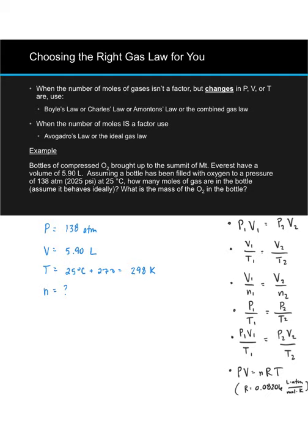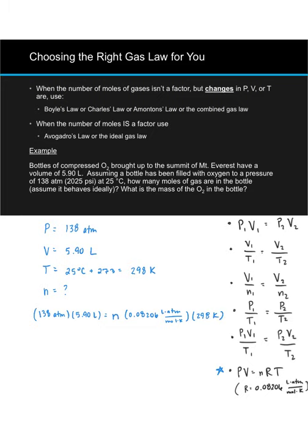At this point, it really doesn't matter that the gas is oxygen, because we can take advantage of the ideal gas law, a universal gas law, to help us solve for number of moles. Plug everything that we know into PV = nRT. 138 atmospheres for pressure, 5.9 liters of volume, is equal to number of moles, an unknown, times the universal constant, times our Kelvin temperature.